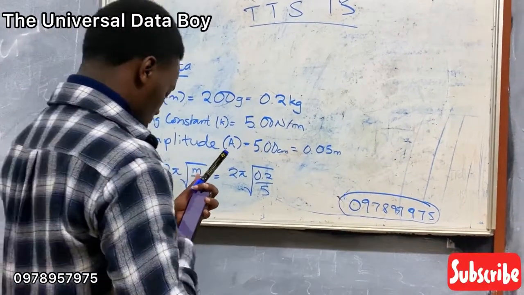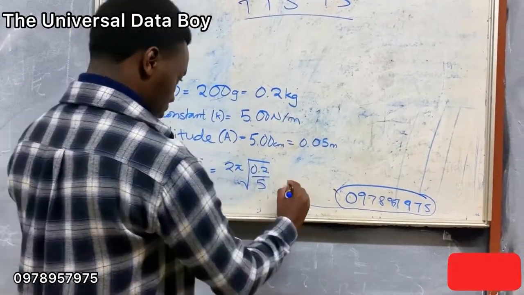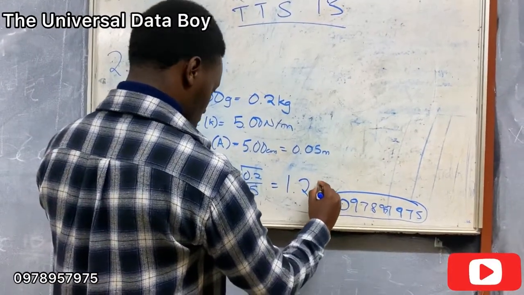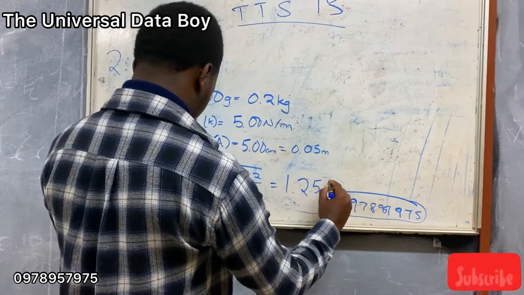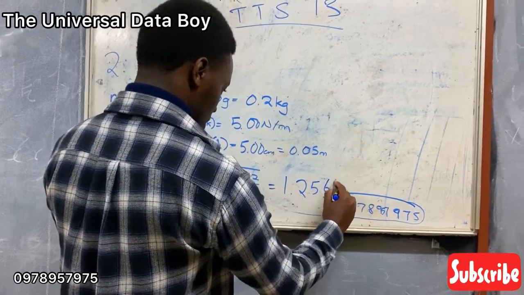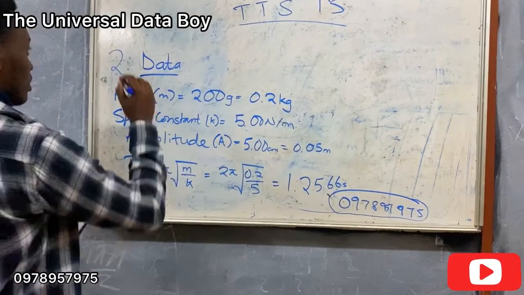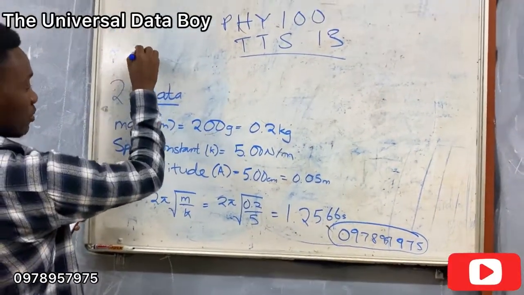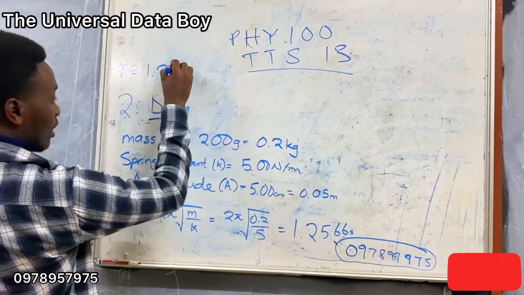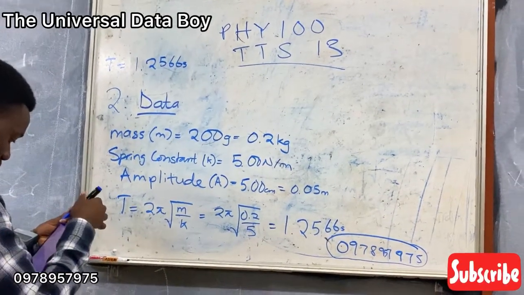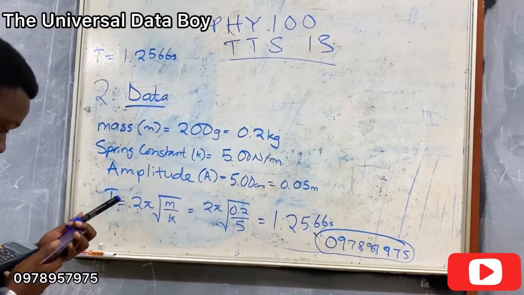It's giving us 1.2566. So period is measured in seconds. So we have our period T is equal to 1.2566 seconds. So then we go to question B.